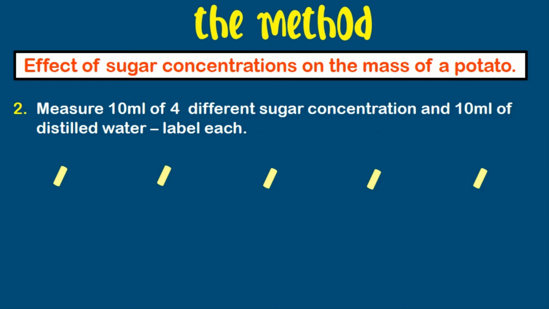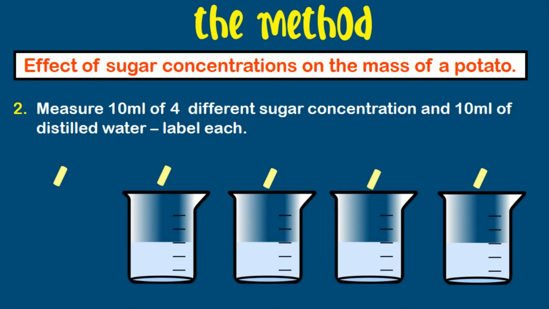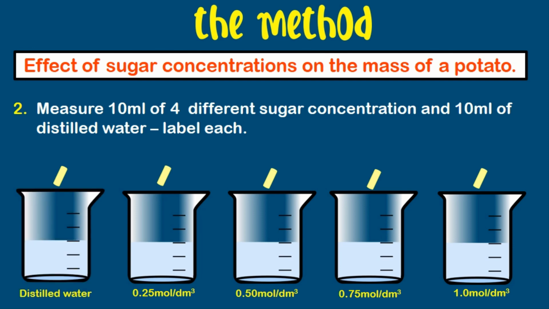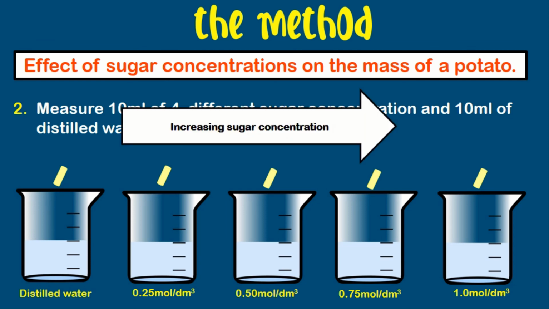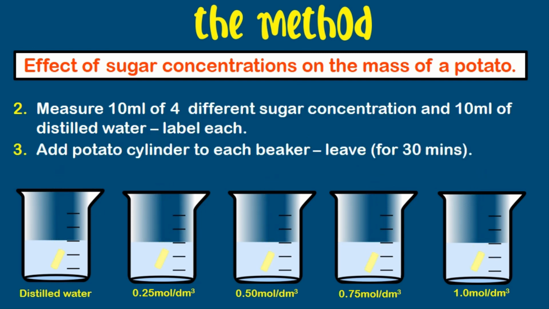Now I'm going to measure 10 milliliters of 4 different sugar concentrations out. So it's the same volume, but they're of different concentrations of sugar. The highest concentration is on the right, and it gets gradually less towards the left. And finally, I'm going to get just pure water, 10 milliliters again. So now I've got different sugar concentrations in these beakers, and I'm going to put my potato in there, and I'm going to wait for a while, let's say around half an hour.